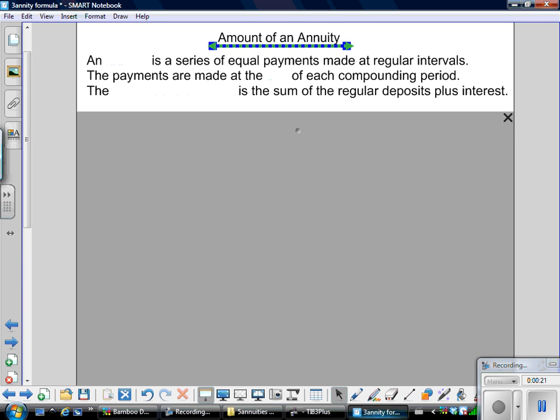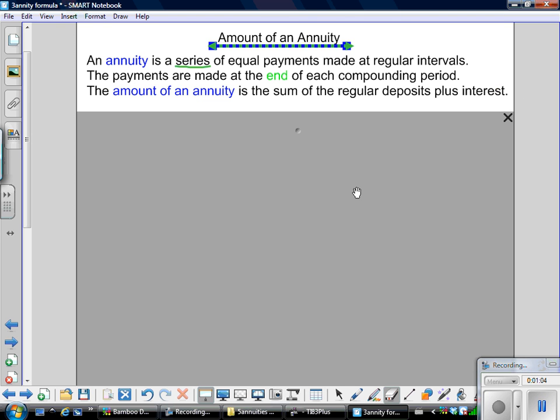First of all, an annuity is a series of equal payments made at regular intervals. So it's not something that I'm investing one time. It's a series of equal payments made at regular intervals. In most cases, we're going to say the payments are made at the end. There are other ways we can do it, but we're going to do it at the end of each compounding period. Now, the amount of the annuity is the sum of all the regular deposits, so all the money I've put in, plus any interest I've earned.